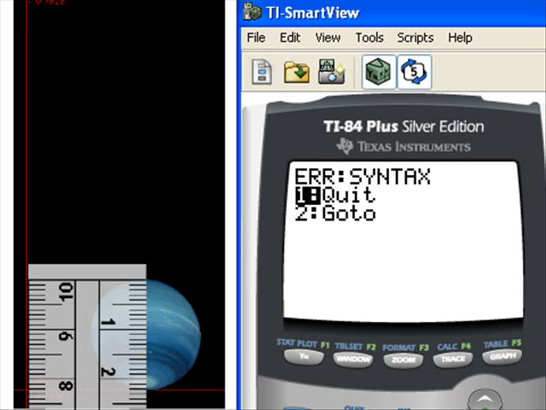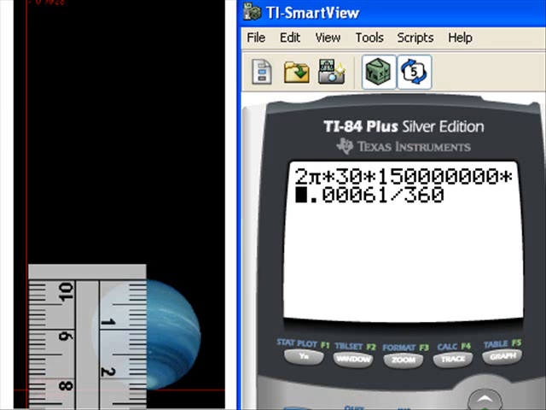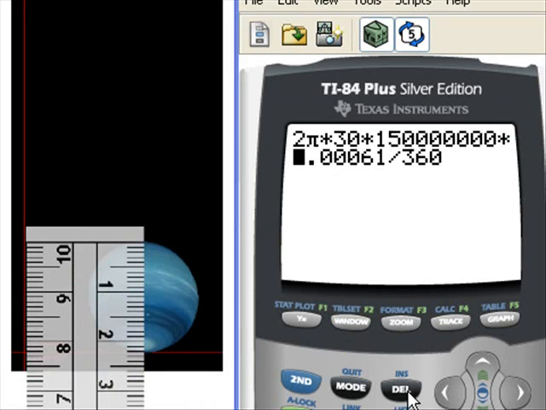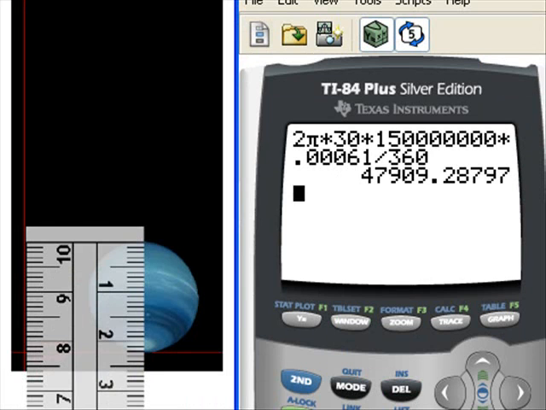And I guess I made a mistake. Let's see what happened. Oh, one too many of these. One moment. Okay, hit enter again. Around 48,000 kilometers, and when you look in the book, Neptune has a diameter of 49,000 kilometers, so I'm pretty much right on given the slight inaccuracies that I had.